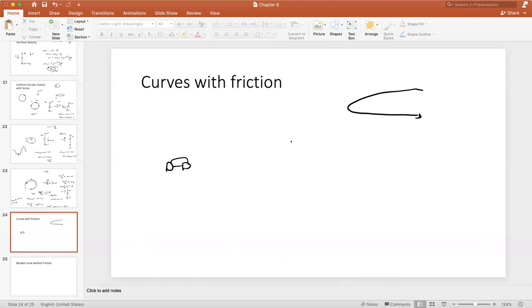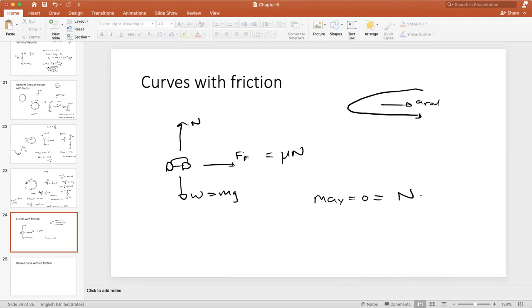And as it takes the turn, what makes your car turn? It's actually the friction on the wheels that makes it turn. And that friction is still mu n. So we know that when you're rotating, let's say you're in uniform circular motion, you still have a normal force up and a weight down, which is still mg. And so what we see here is that in that y direction, ma y is still 0, you're not flying off the road. The normal force is mg.